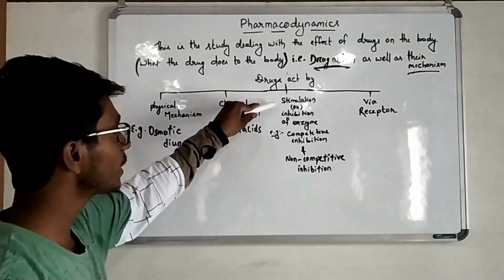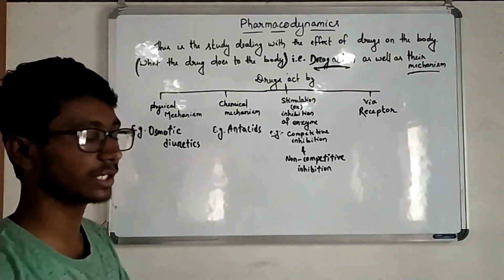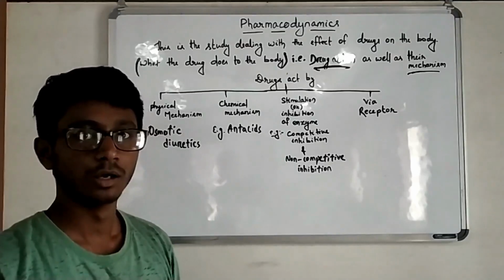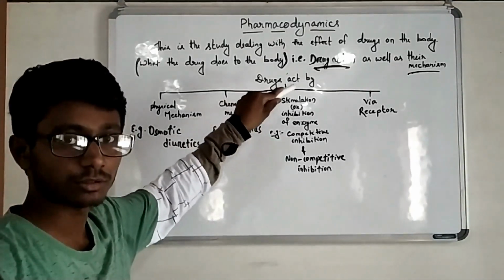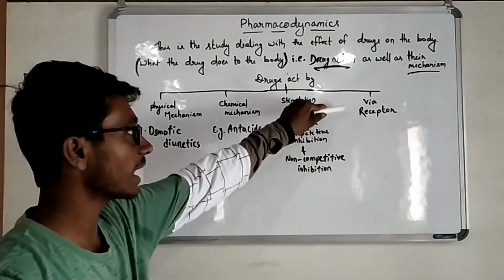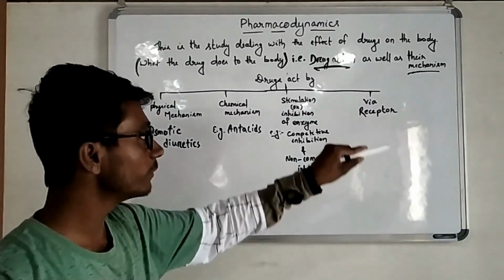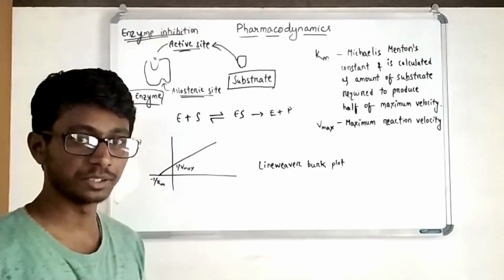And next one is stimulation or inhibition of enzyme. Competitive inhibition and non-competitive inhibition is its example. So the inhibition or stimulation of certain enzyme is needed for us. And the last one is via receptors. We will study the receptors in our next video. Let us study enzyme inhibition now.